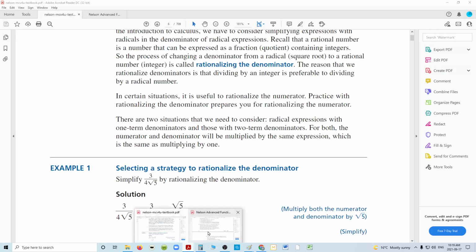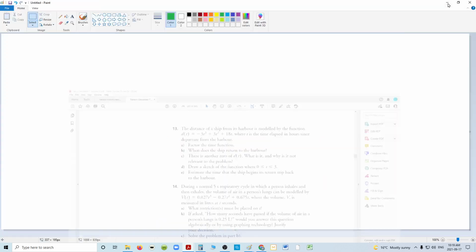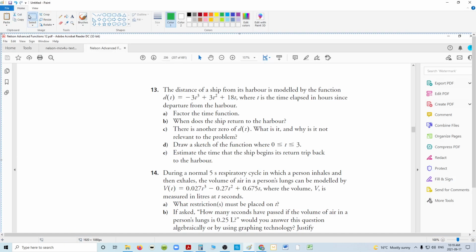Okay. Sorry, I keep clicking on the calculus. The distance of a ship from a harbor is modeled by a function. So always study your graphs first to understand what's going on. And this is why understanding the shapes of these things is important.